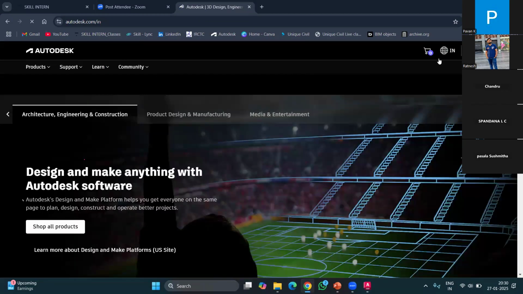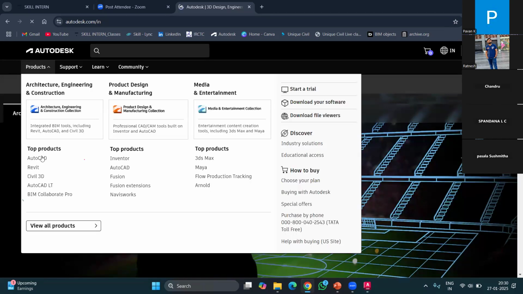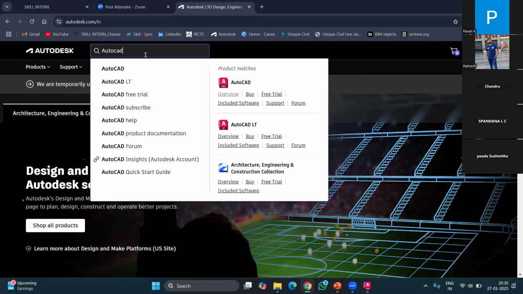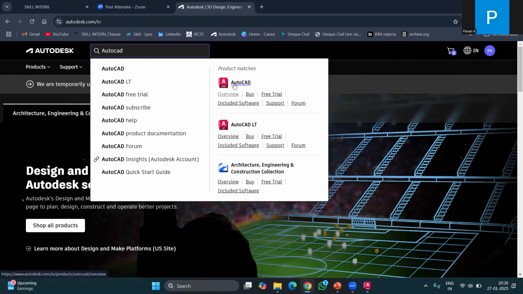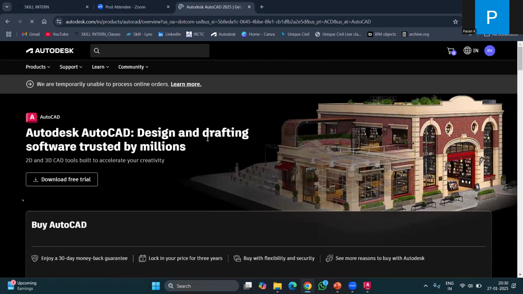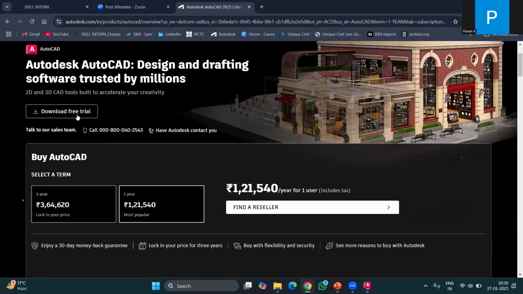Okay, so this is the interface when you sign up here. Then sign in again and go to the product. Here you will find AutoCAD, or else you can search for AutoCAD here. It will show you multiple types of AutoCAD, but you have to use only this one, not the LT or RP, ArchiCAD or any other. Just the simple AutoCAD one. And here you will start the download free trial.